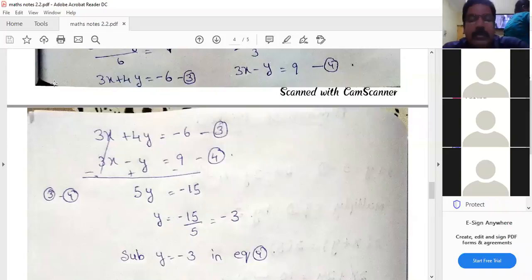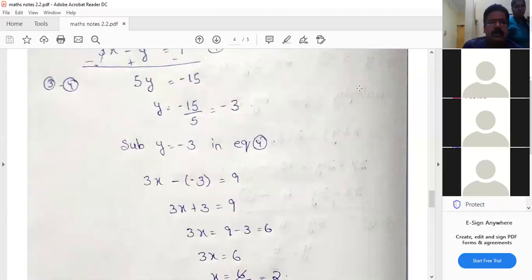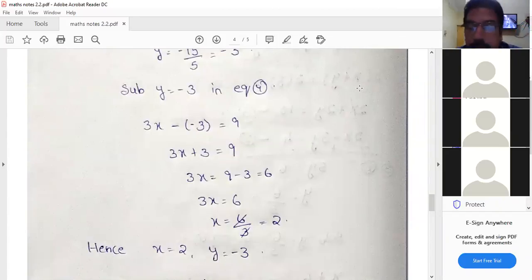Sir, ten minutes are left. Are two methods completed? Yes, the first two methods are completed. What are those methods, sir? Substitution method and elimination method. First one is substitution method, second one is elimination method. I told 2 examples for each; now these 2 examples are elimination method.